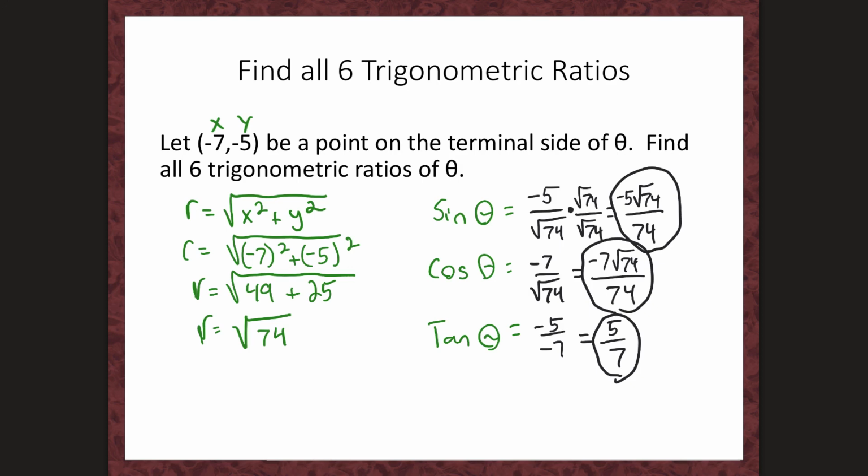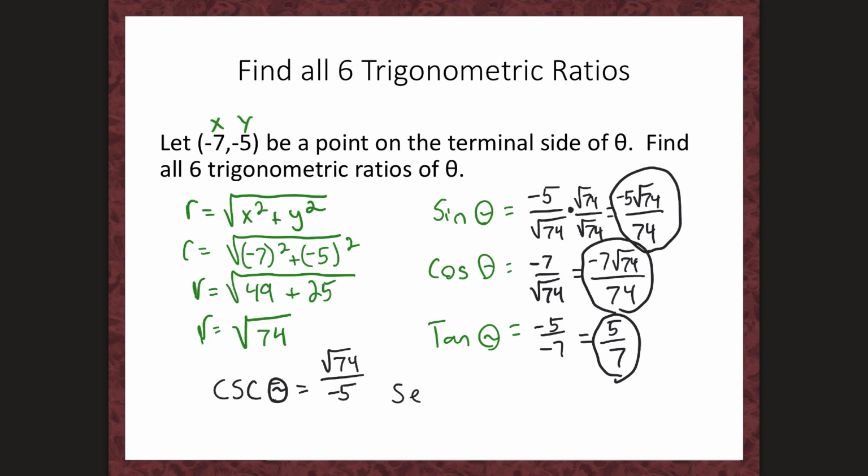Okay, what about the other 3? We have cosecant, which is the reciprocal of sine of theta. Now, don't use our last answer, -5 times the square root of 74 over 74. Actually, go back to what we initially wrote, because we're going to take the reciprocal of it. That will put that square root in the numerator. So cosecant will be the square root of 74 over -5.